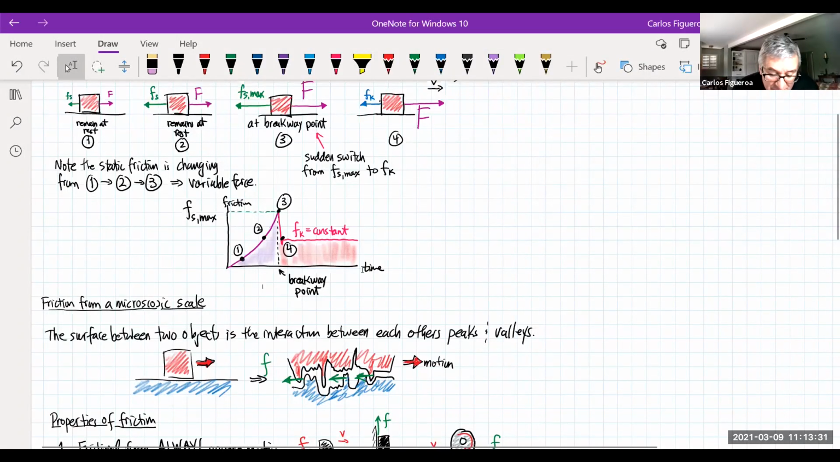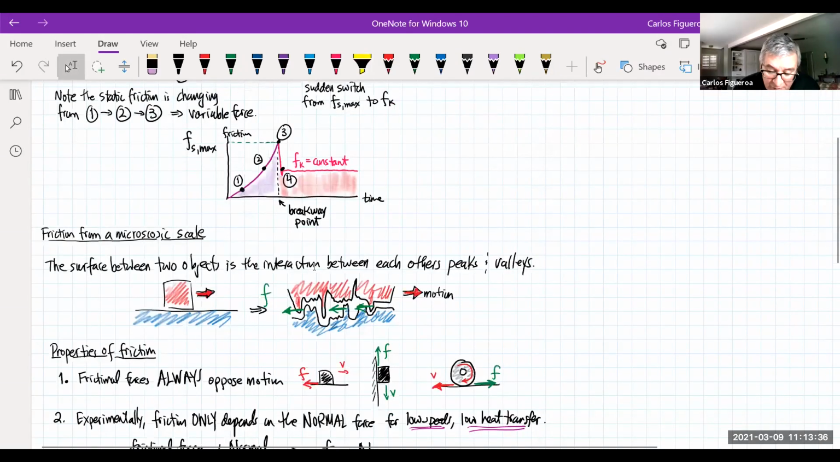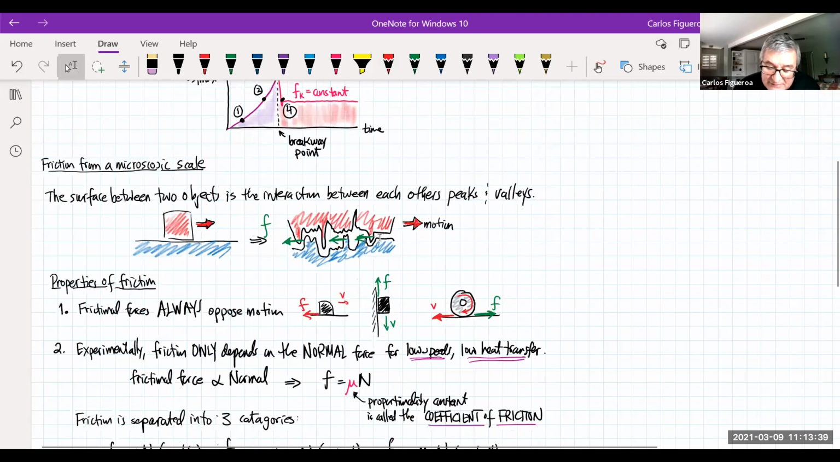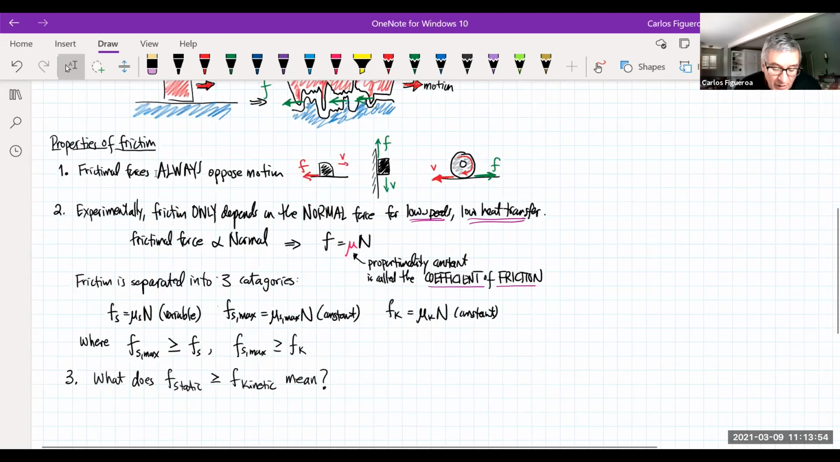So now look what happens here. Why does this happen? From a microscopic scale viewpoint, we're seeing peaks and valleys. And it's the interaction between the peaks and the valleys that causes friction. So then we started to look at the properties of friction. And we said that one property of friction is that we always know that it opposes the direction of motion, no matter what situation we have. So a sliding block, a rolling tire, or a block, let's say, going up a vertical wall.